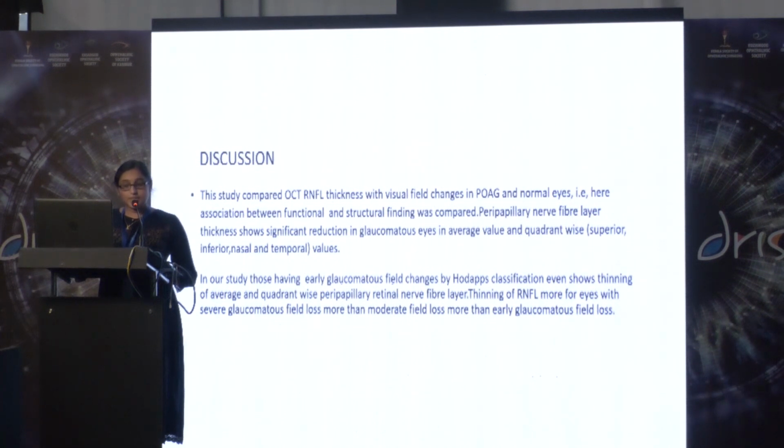In our study, those having early glaucomatous field changes by Hodapp's classification even showed thinning of average and quadrant-wise peripapillary retinal nerve fiber layer. Thinning of RNFL was more for eyes with severe glaucomatous field loss, which is more than moderate field loss, and which is more than early glaucomatous field loss.